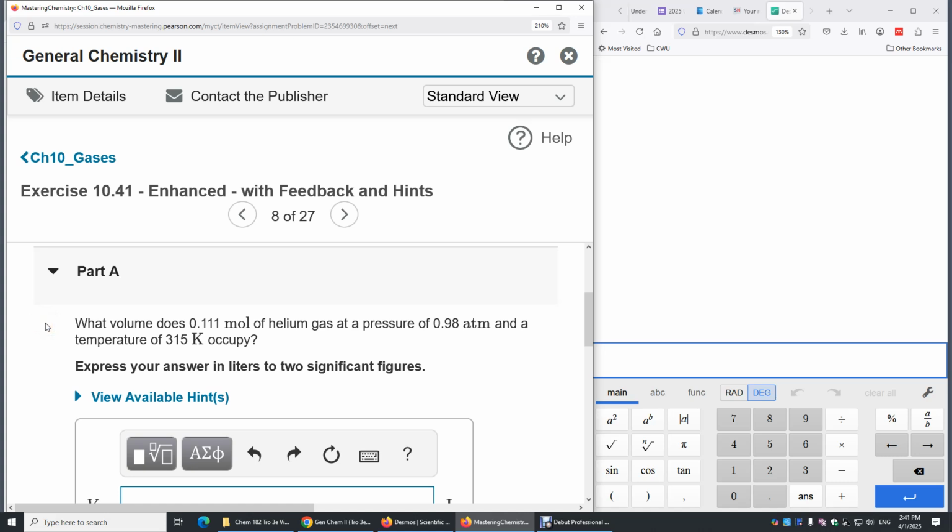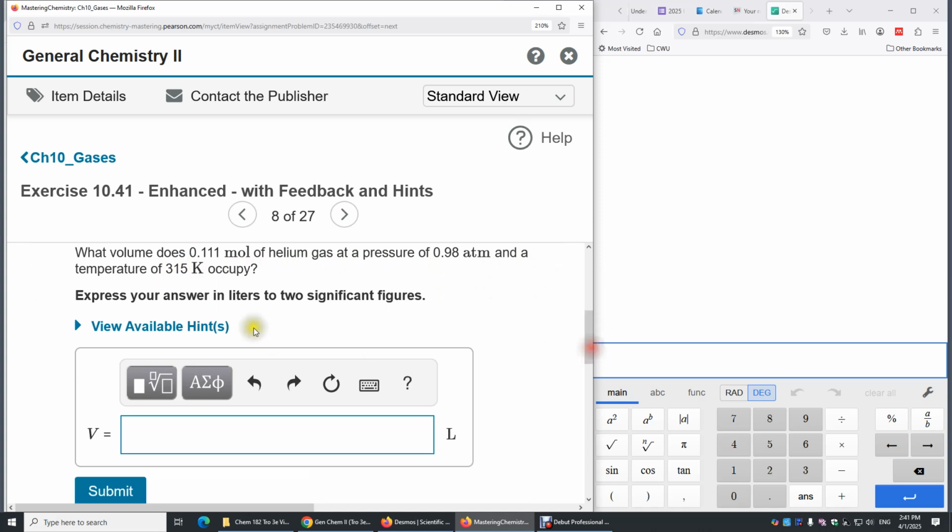Chapter 10 Gases. Exercise 10.41 Part A. What volume does 0.111 mole of helium gas at a pressure of 0.98 atm and a temperature of 315 Kelvin occupy? We'll use this equation, PV equals nRT. This is the gas law. We'll just need to plug in the numbers.